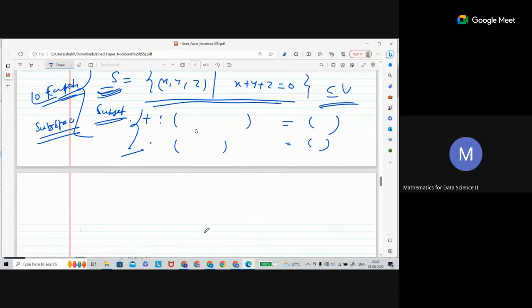Fine. This is the subspace. Now it will take only one or two minutes to explain what is independent and dependent. The next part we will cover in the next lecture.